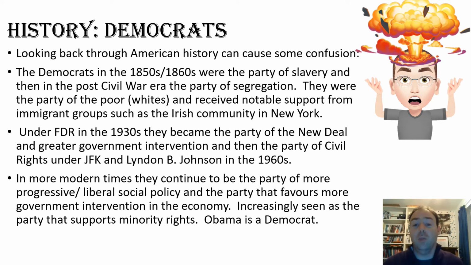In the 1930s, they became the party of the New Deal and greater government intervention. And then the party of civil rights under JFK and Lyndon B. Johnson in the 1960s. Johnson continued the idea of social intervention, the idea of the Great Society and the growth of the state and social welfare as well. In more modern times, they continue to be the party of more progressive and liberal social policies, the party that favours greater government intervention in the economy and other aspects of American people's lives, and in particular strengthening the power of federal government.